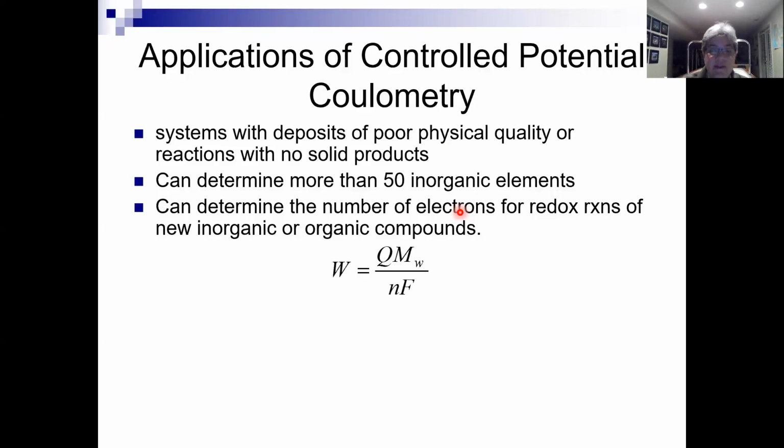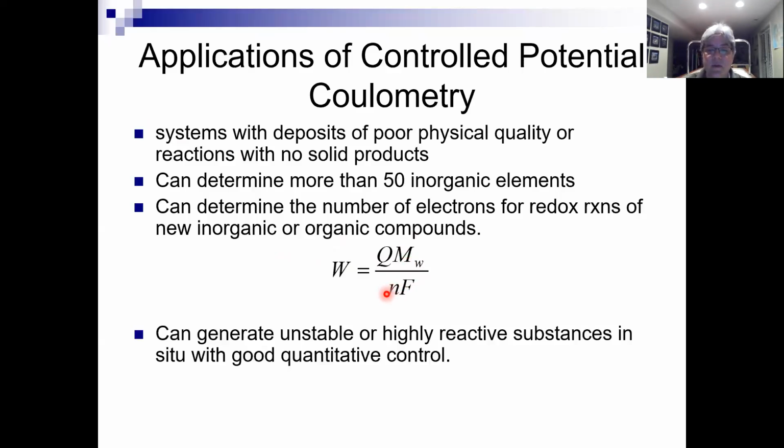So notice we had this basic equation. So in this case, we would weigh out some sample and we measure Q. We can determine its molecular weight using other methods. We know F, so notice we could measure N and see how many electrons are transferred.